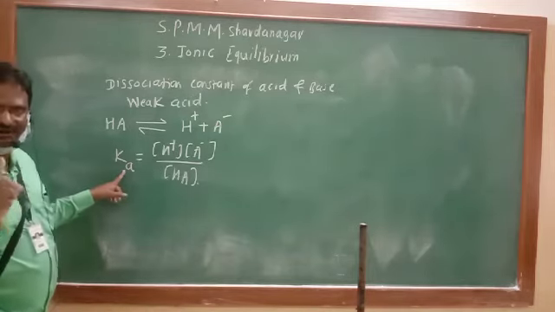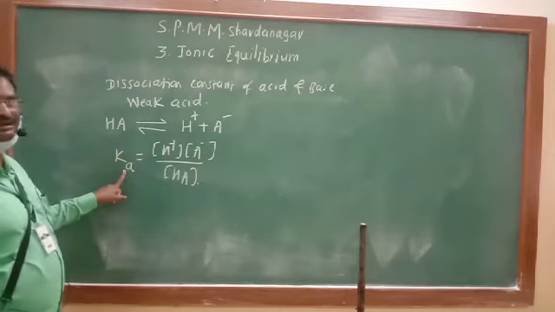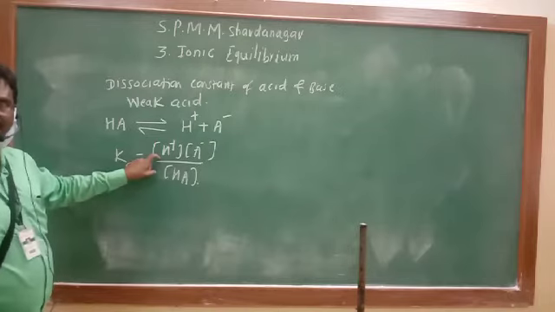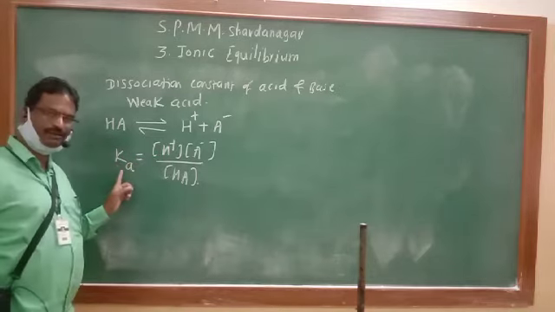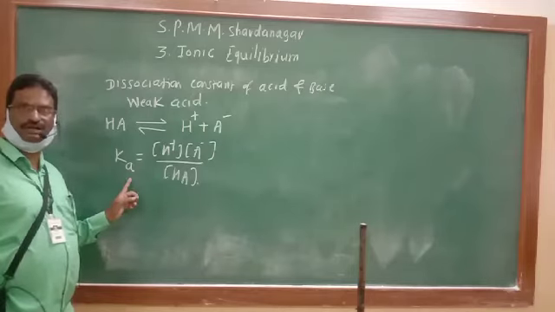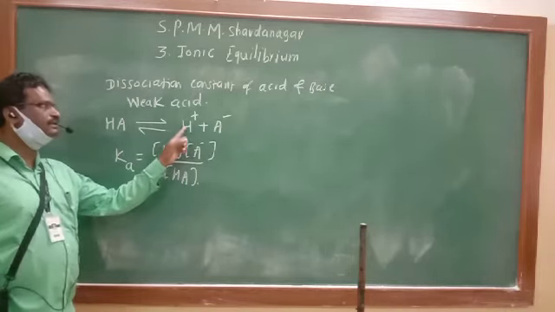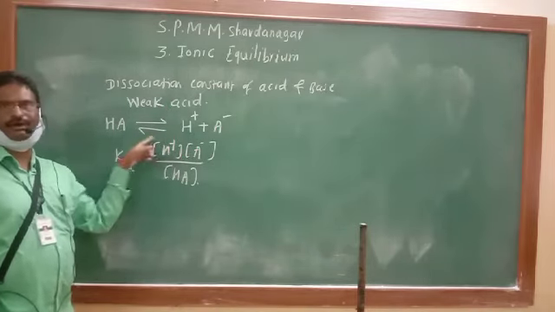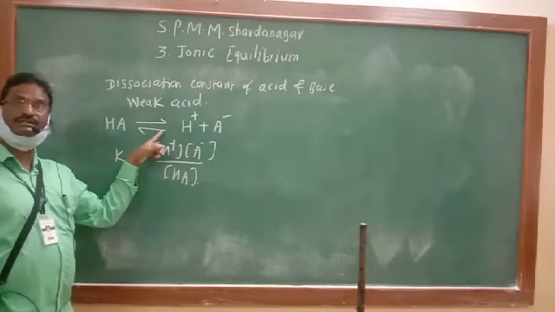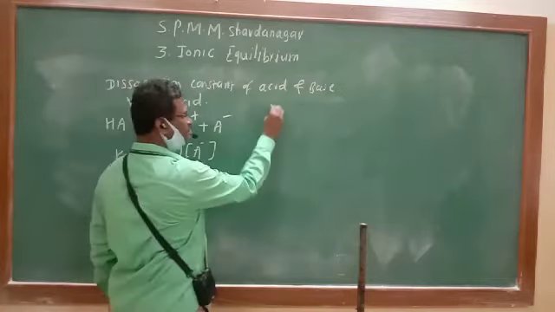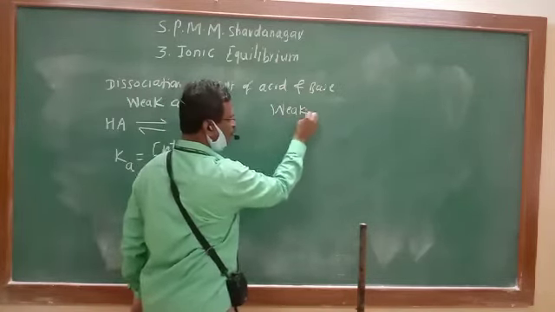So dissociation constant of acid is nothing but the equilibrium constant of the dissociation reaction at equilibrium. Dissociation constant is nothing but the equilibrium constant at equilibrium for a dissociation reaction of weak acid, because weak acid undergoes partial dissociation, reversible dissociation or incomplete dissociation. Same is the case for weak base.